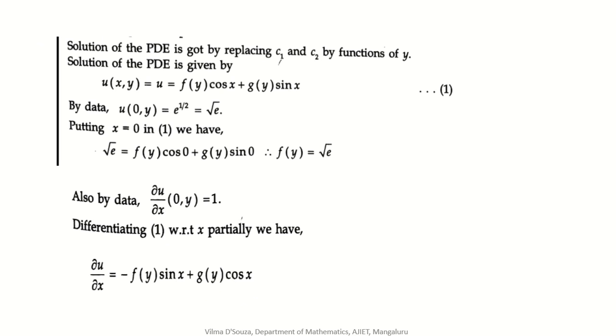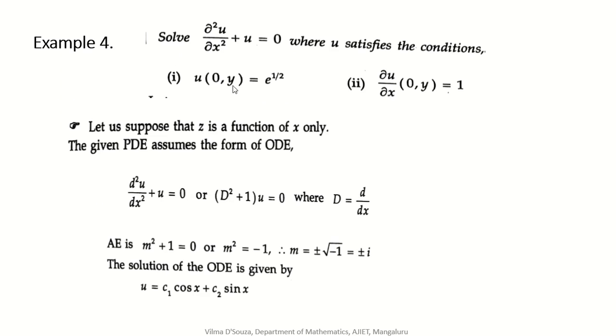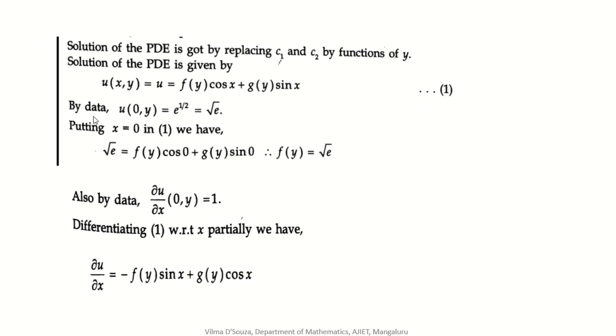So now the solution of the PDE is got by replacing c1 and c2 by functions of y. You have the solution of the ODE. From that you find the solution of the PDE by replacing the constants c1 and c2 by f(y) and g(y). So u = f(y) cos x + g(y) sin x. (1) So what is given now? Given data is u(0, y) = e^(1/2), and ∂u/∂x at (0, y) is 1. So use it here.